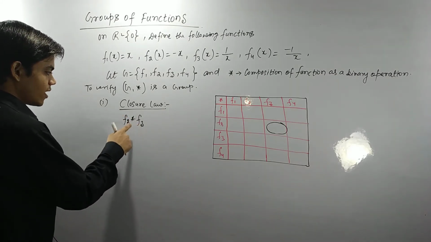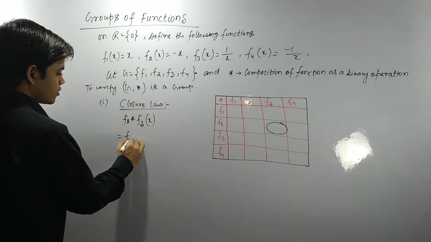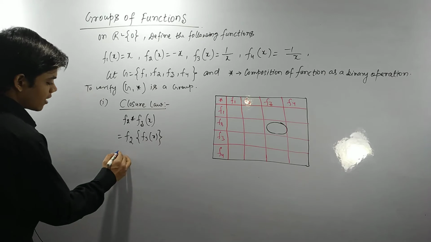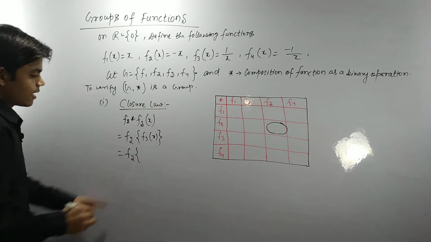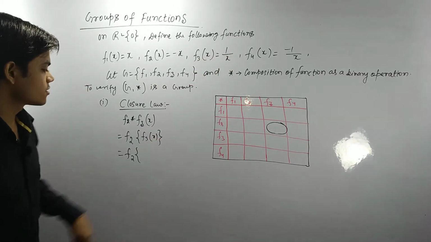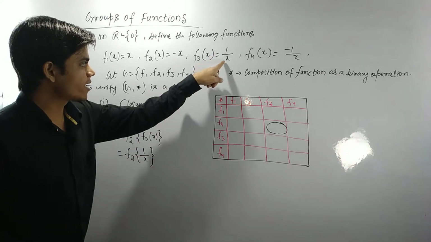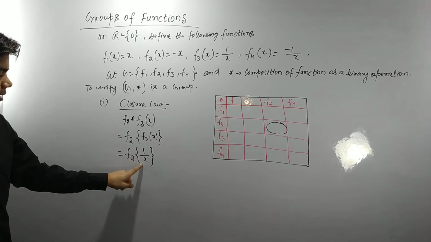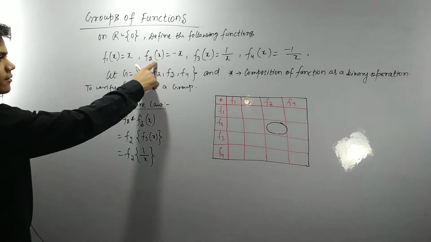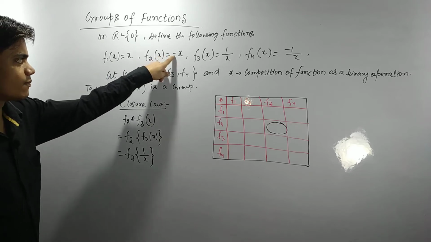So now we have to find what? The composition of these two. So this is what? f2 of f3(x), because composition is defined like this. And now f2 is what? What is f3(x)? So this is 1/x. Okay, f3(x) is 1/x. So we have put here 1/x. Now f2 of 1/x would be what? Think. Here is the fact. f2(x) is minus x.